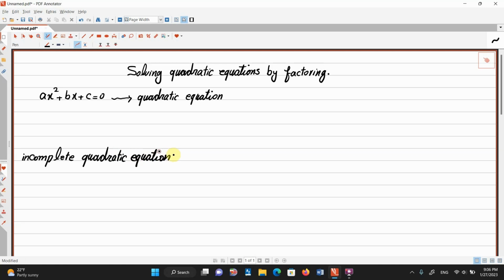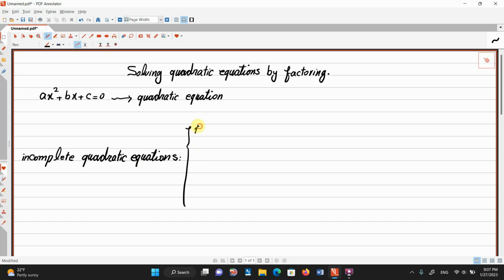Okay, guys, as you see, any quadratic equation on its left side includes three terms. If at least one or two of these terms are not available in a quadratic equation, that can be considered an incomplete quadratic equation. But pay attention that the first term should be available. A can't be zero. Therefore, the incomplete quadratic equations themselves can be divided into three groups.